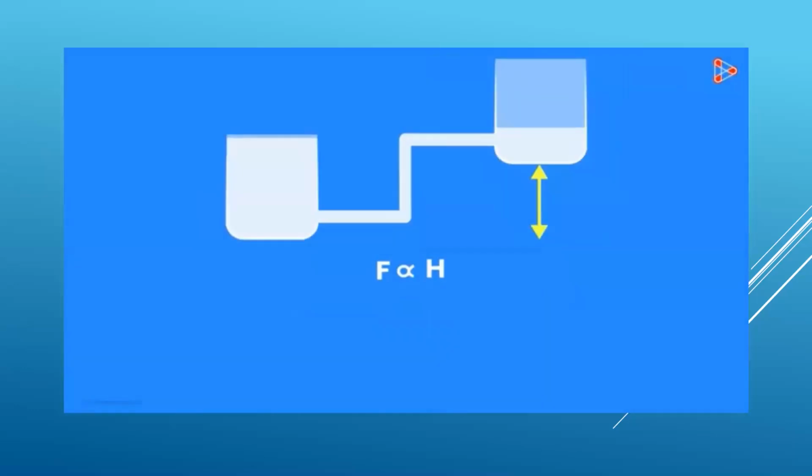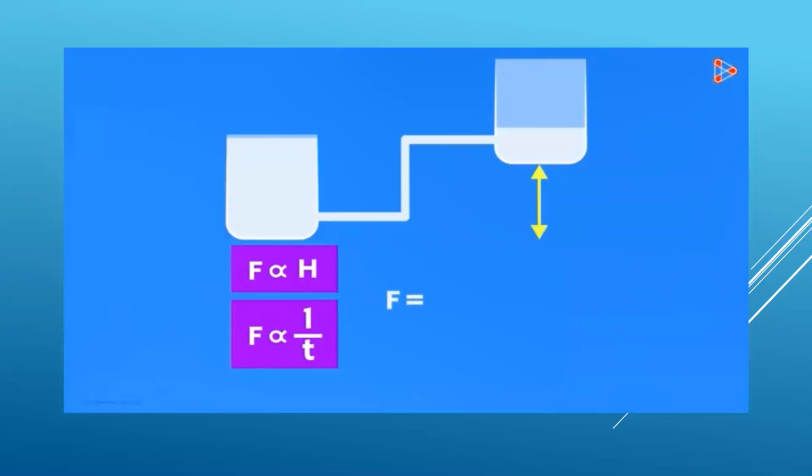Now let's look at another factor. How thin the pipe is. What will happen if I make the pipe thinner? The flow of water will be slower, right? That's correct. Thinner the pipe, slower the flow. So we can say that the flow is inversely proportional to thinness. Looking at these two relations, we can say that the flow is equal to H over T. The flow is directly proportional to the height difference and inversely proportional to the thinness.